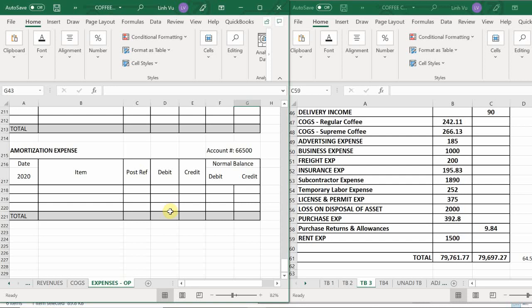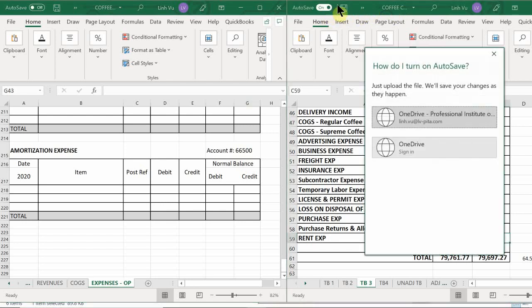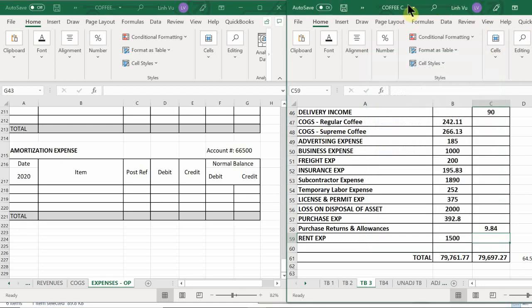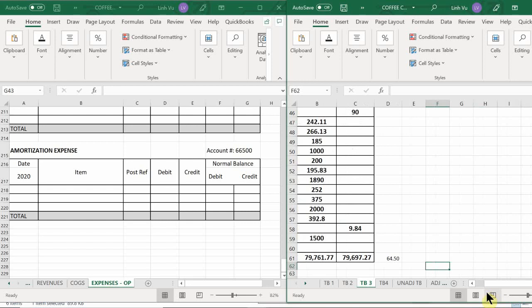All right, so then let's double check our work. Are we even on both sides? I see we have a discrepancy. Oops. Okay, let's see. We have 776177 on the left side and 796970 on the right side. We're missing $64.50.